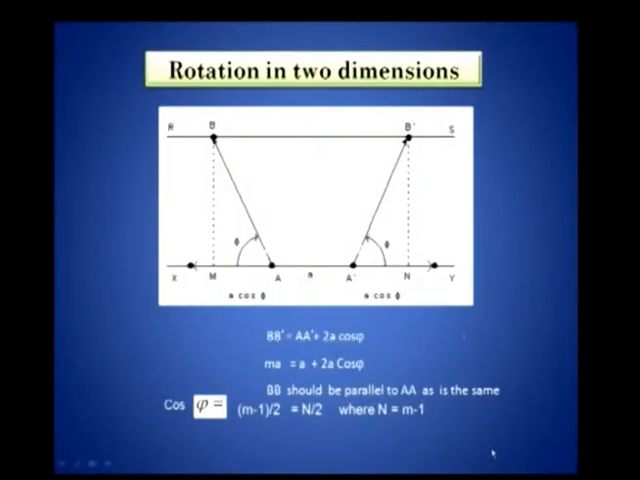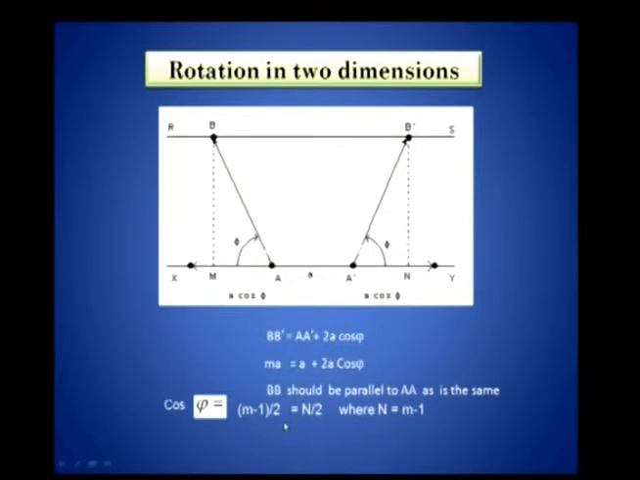Therefore, m is an integer. So, B B prime will be m A, and what is A prime? I told you it is A, then you get 2A cos phi. So, B B prime should be parallel to A, that is a very important point. Now, in 2A cos phi you can cancel A throughout, A is common. So, 2 cos phi will be m minus 1, or cos phi will be (m minus 1) by 2.